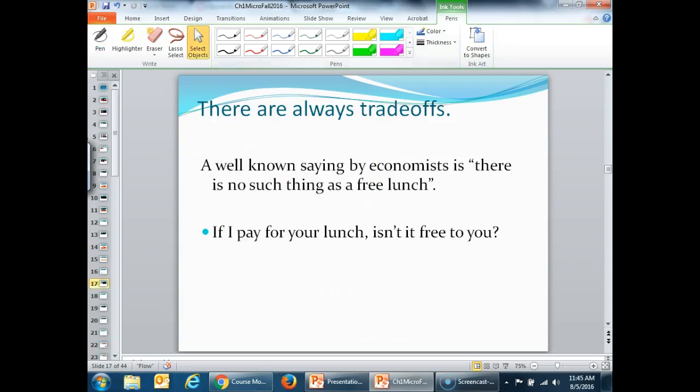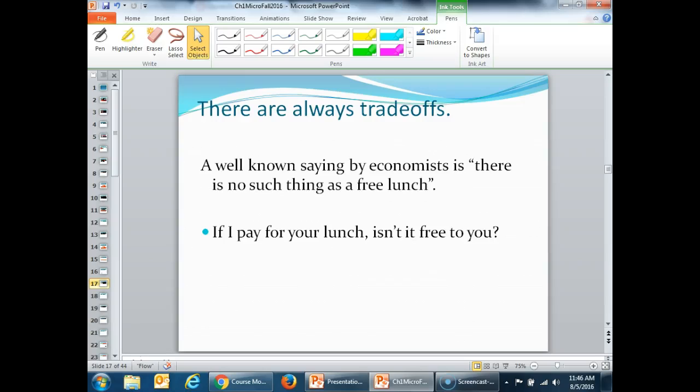All right, so there's always a trade-off. So economists, I don't know if you know this or not, we are famous for saying there's no such thing as a free lunch. Well, if you pay for my lunch, it seems free to me. For any normal person walking down that hallway, it would seem like a free lunch. Here, I'm going to pay for your lunch. It's free, right?